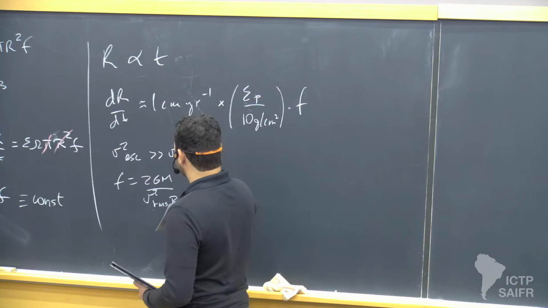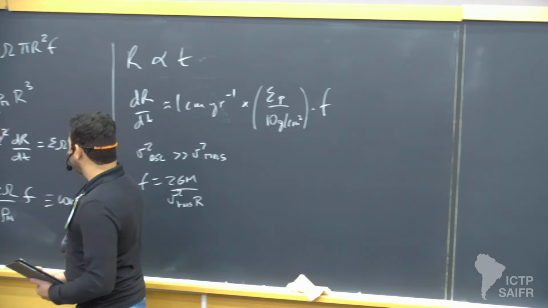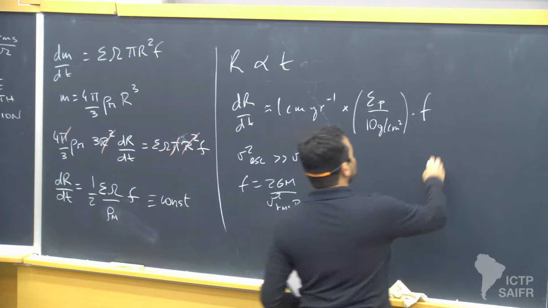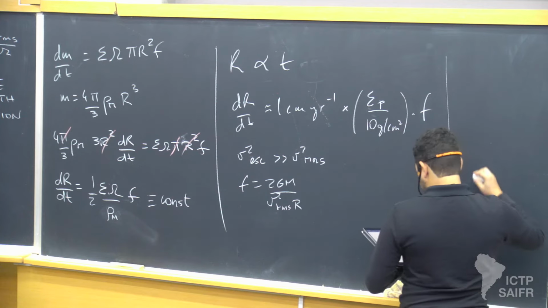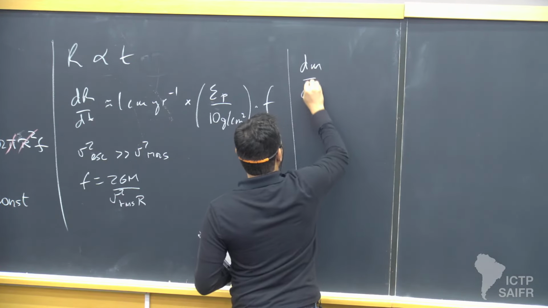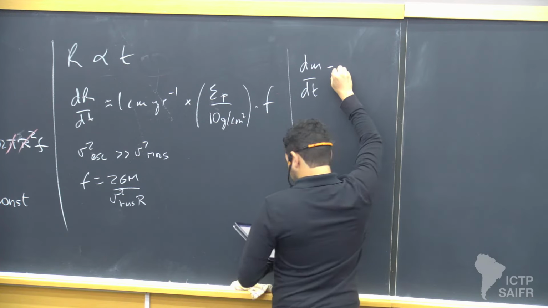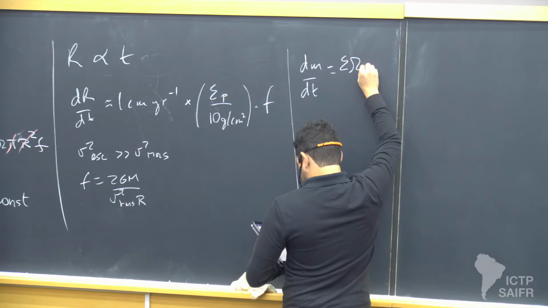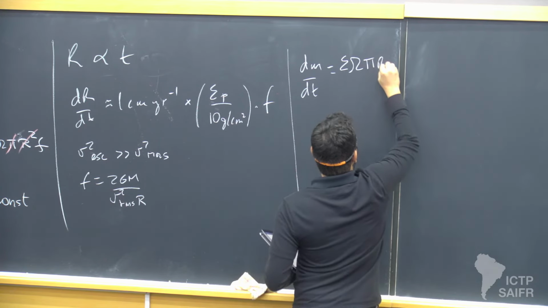If you plug this back into the equation for growth, what you find is dM/dt is equal to sigma omega pi r squared, and then times this factor, 2GM over v square RMS and r. Okay? So cut this r here. Yes?